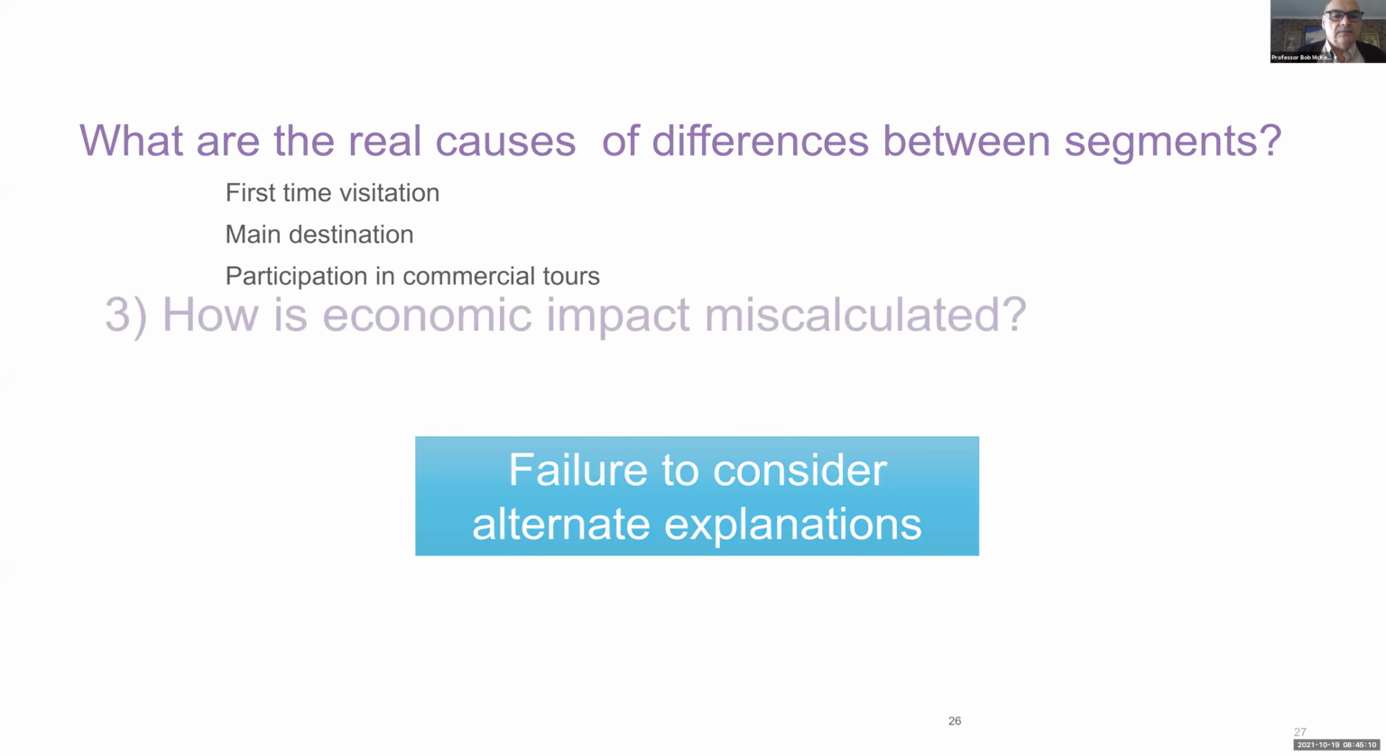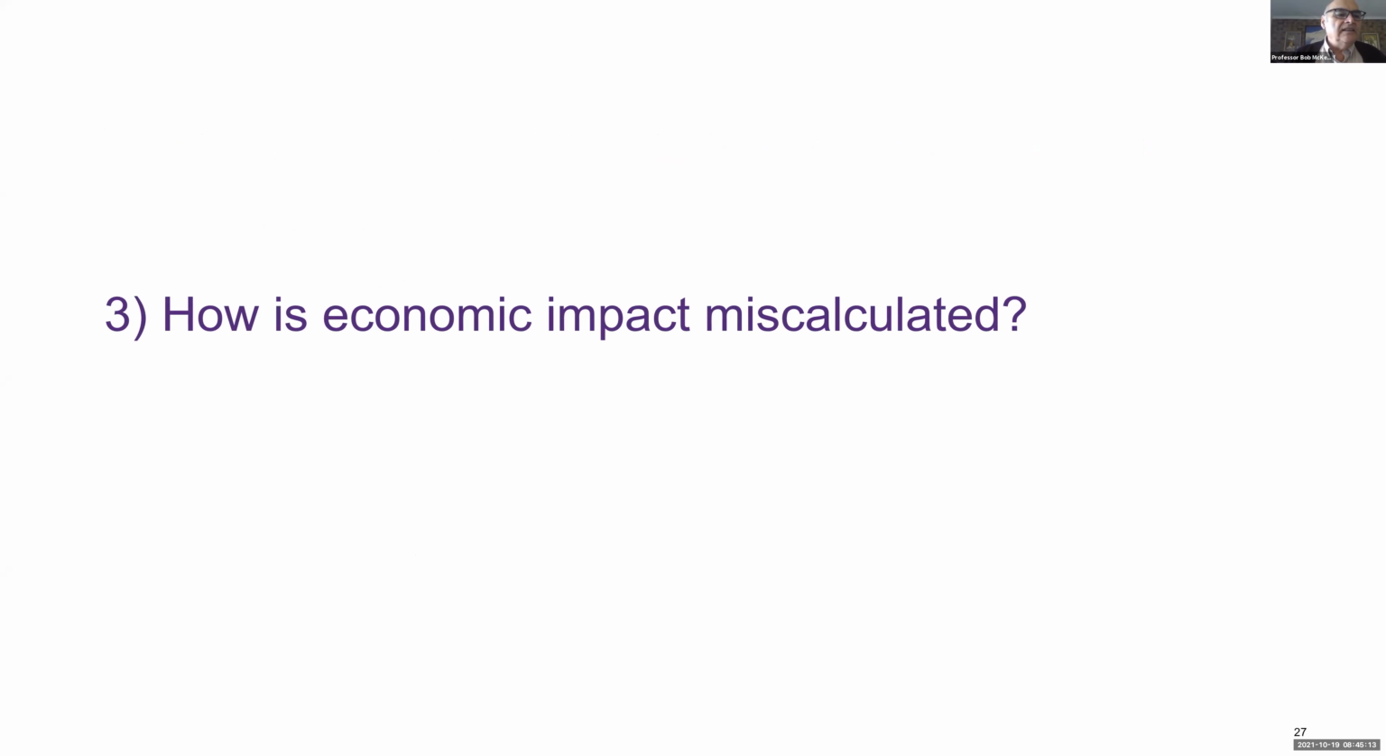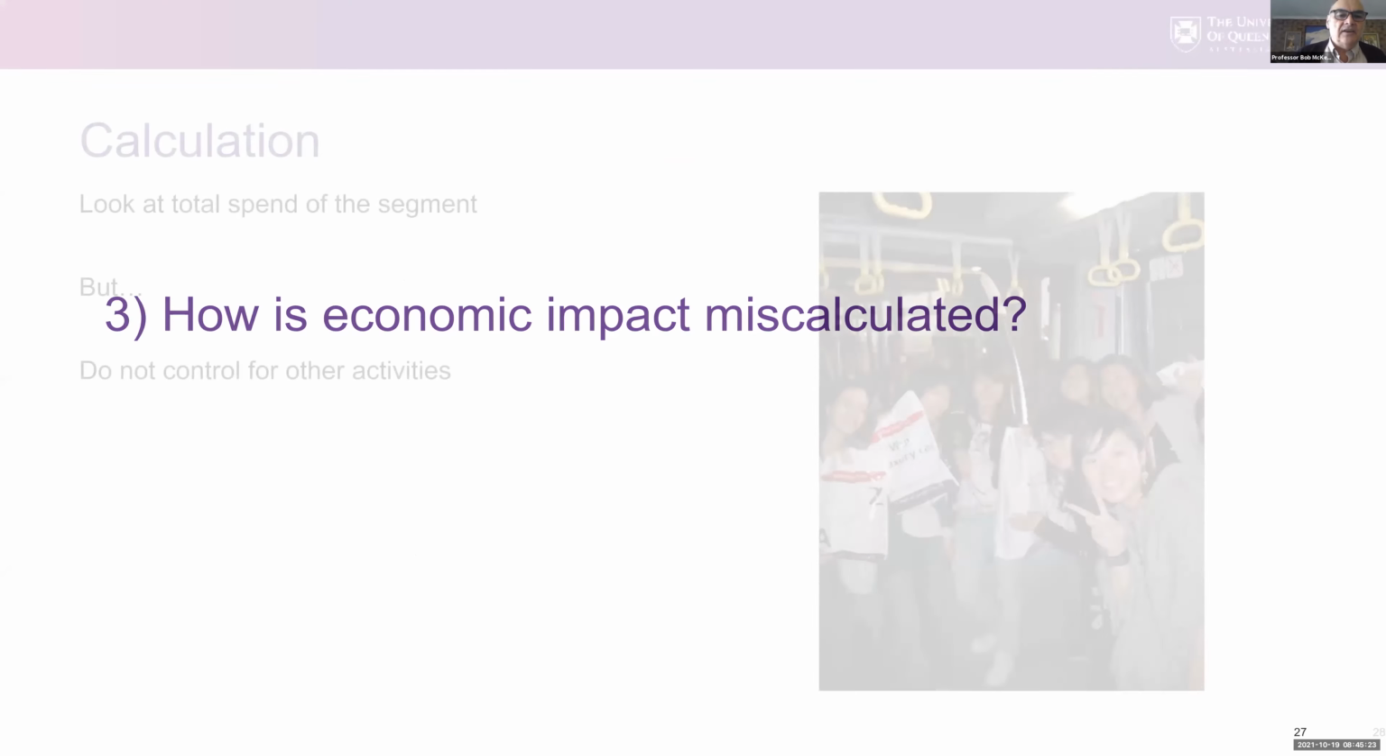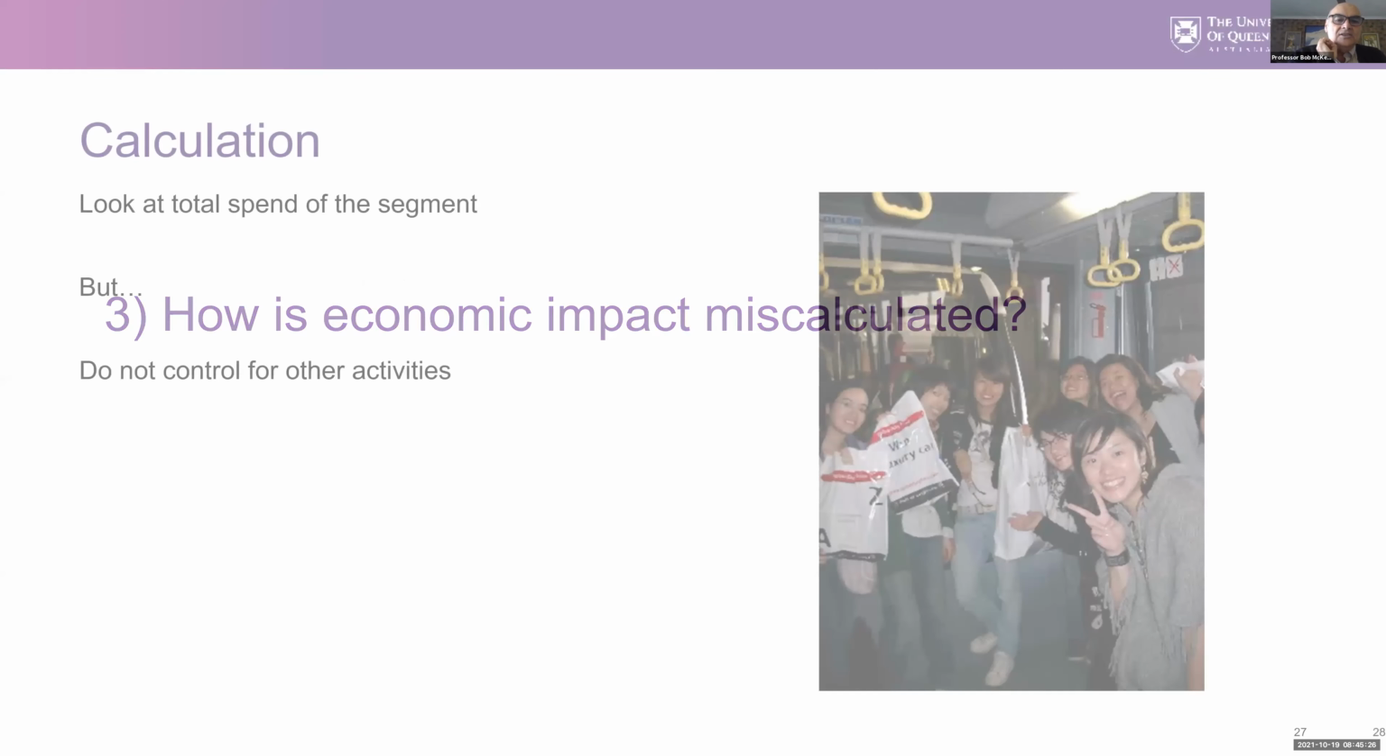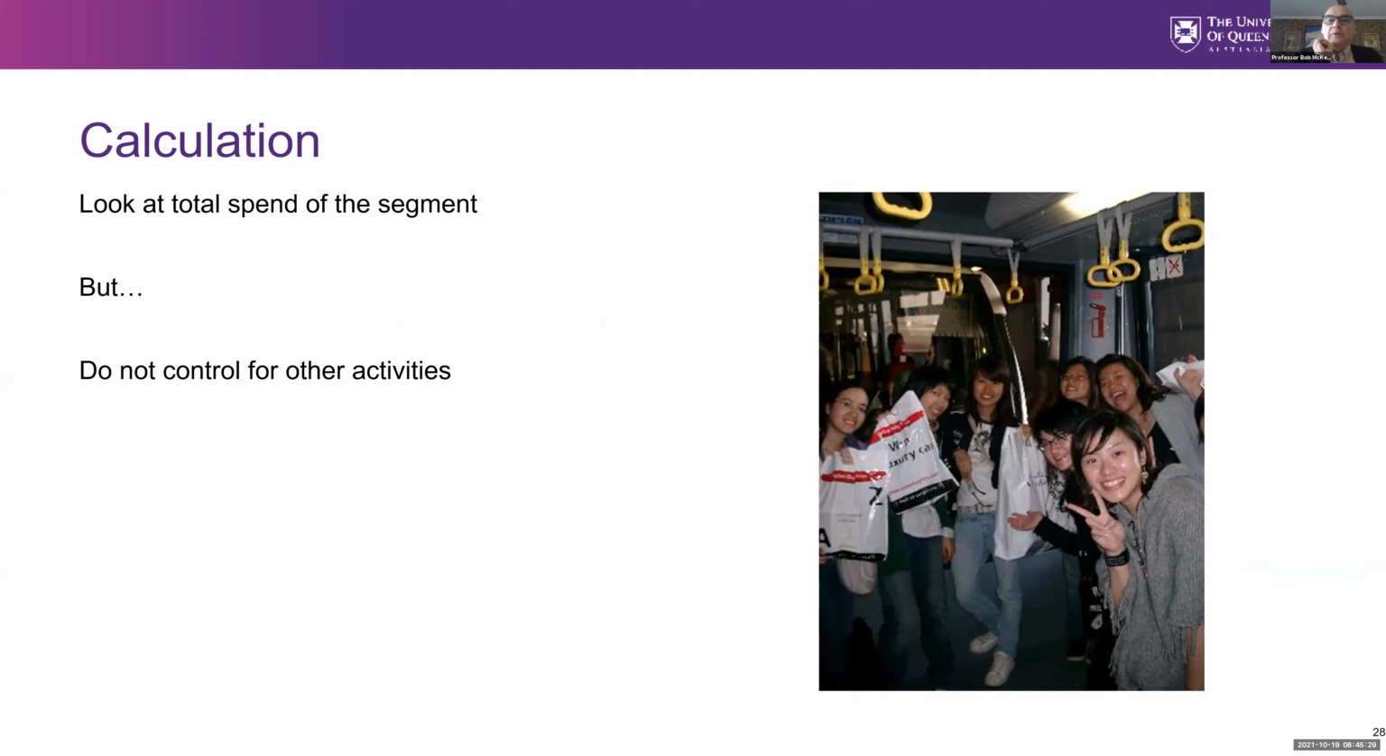of special interest markets. And similarly, and I won't spend a lot of time on this because this one gets quite confusing, but when you look at the economic impact of the special interest activities, how is that calculated? Well, again, they tend to look at the total spend of the segment. So people who engaged in nature-based tourism, people who engaged in shopping tourism, people who engaged in cultural tourism, you can pick your own specialist interest. They look at their total spend, but they don't control for other activities that they did.